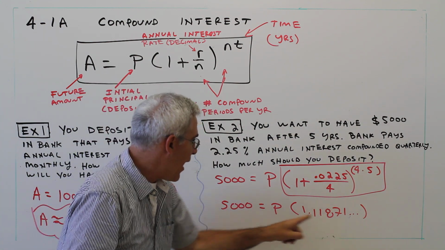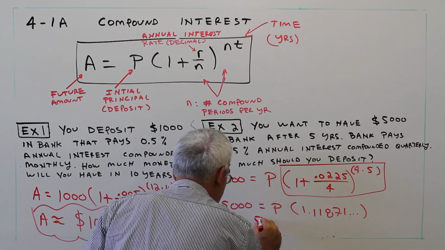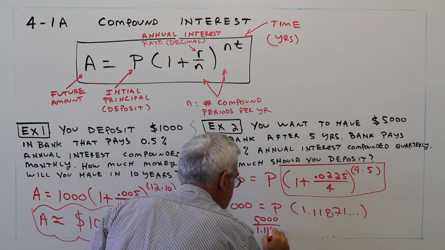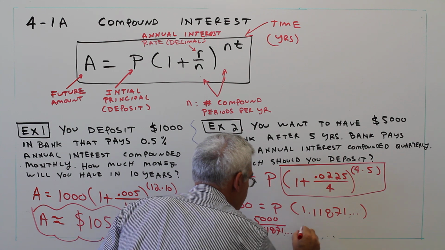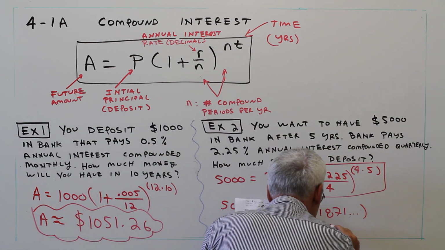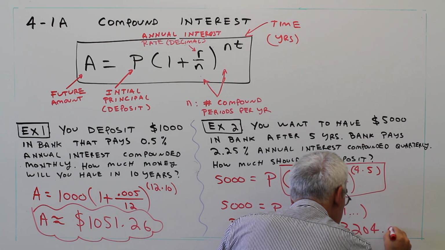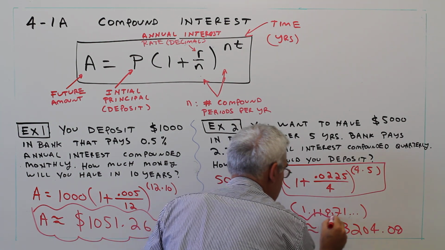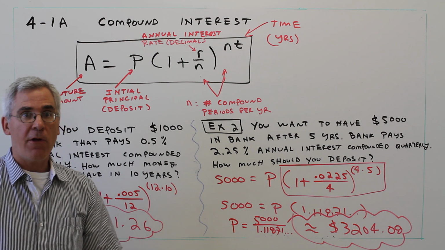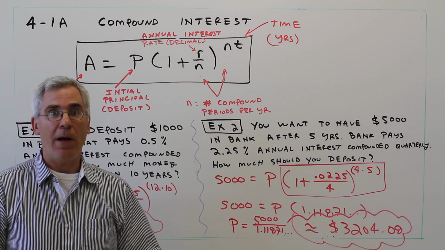Then I simply just divide each side with that quantity, and I'll get P to be 5,000 over that. And my answer will be approximately 3,204.08. And there you have it. How to evaluate problems involving compound interest.